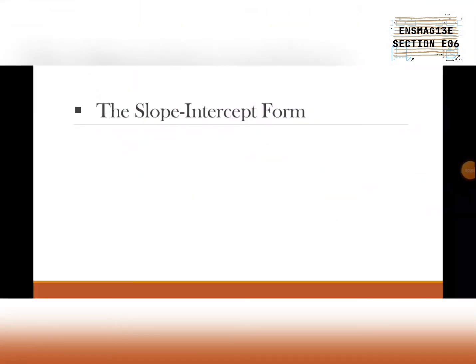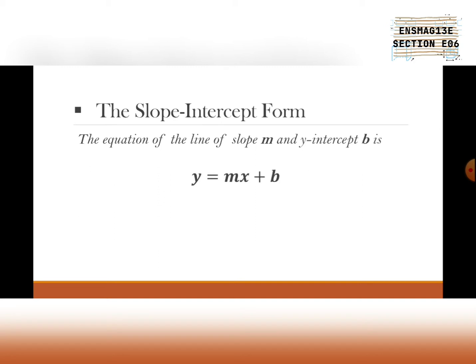The slope-intercept form. The equation of the line of slope m and y-intercept b is given by y is equal to mx plus b.